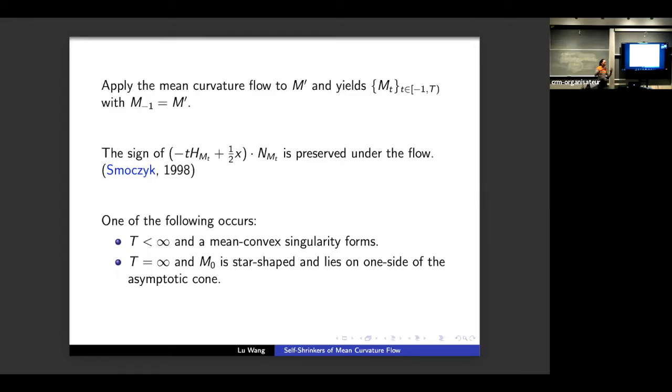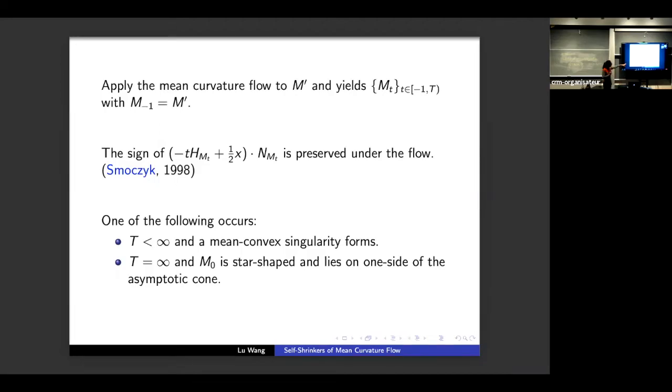So you know that the entropy of M prime is strictly less than the entropy of this cylinder, S^1 cross a line, right? And on the other hand, the mean convex self-shrinker has to be S^k cross R^(n-k), right? And monotonicity of the entropy tells you that the entropy at the singularity is less than the entropy at the initial surface, then you get a contradiction, right?